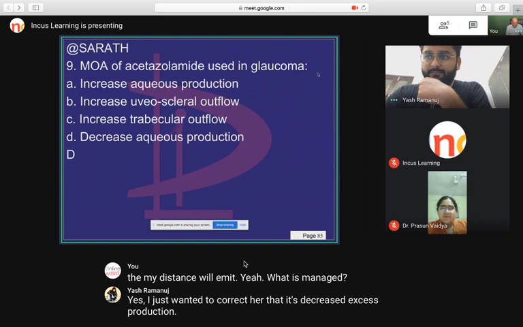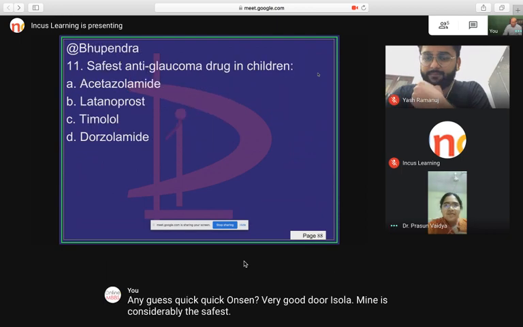Now, what is the safest anti-glaucoma drug in children? Any guess? Quick answer. Dorzolamide. Very good. Dorzolamide is considered to be the safest. Dorzolamide is considered to be safer in the pediatric population.